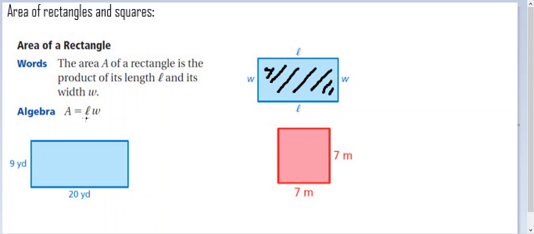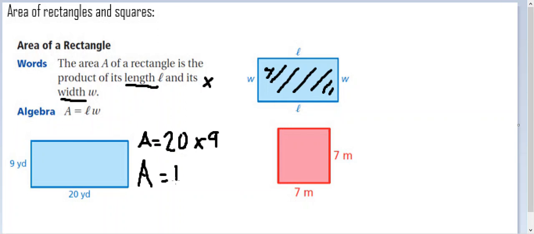So the area of a rectangle is A equals L times W, or A equals its length times its width. So length times width. So in this example, I have my width of 9 and my length of 20. So my area would equal 20 times 9. 20 times 9 is 180. So my area for this will be 180.